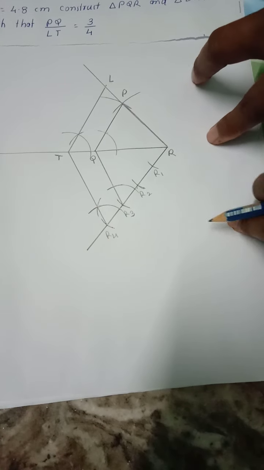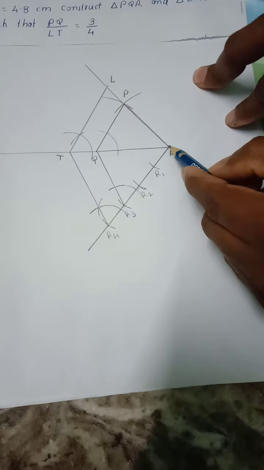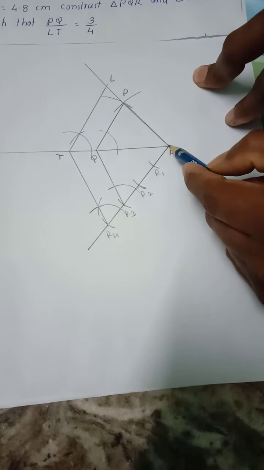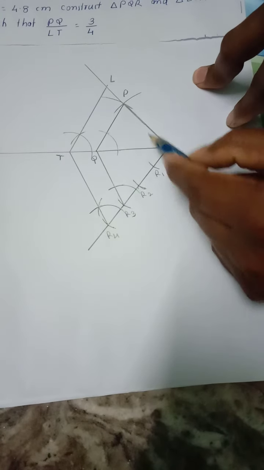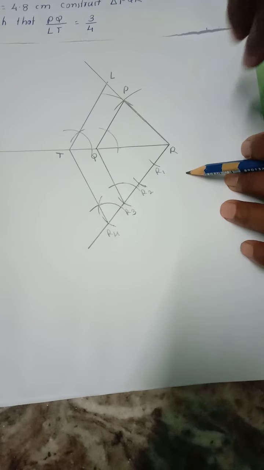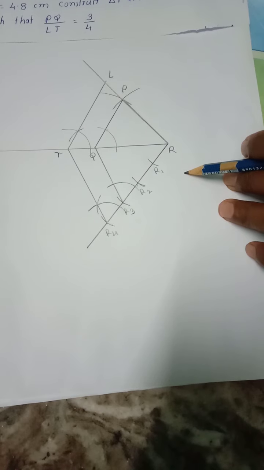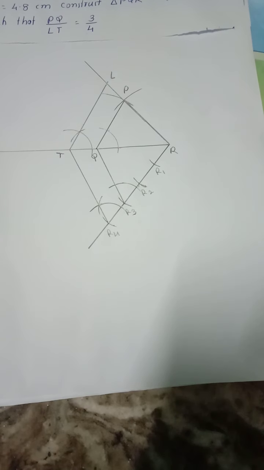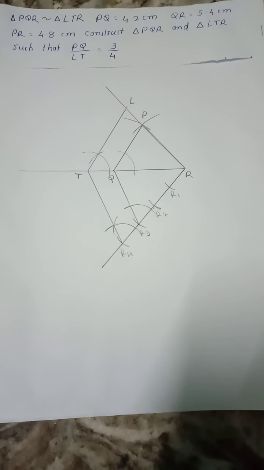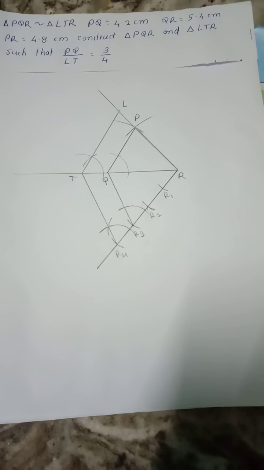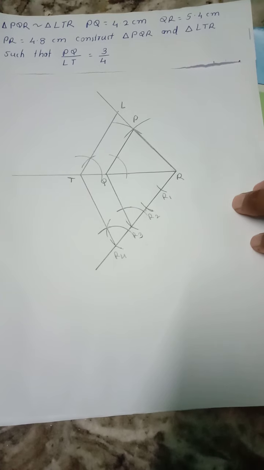So this is our triangle LTR, LTR and PQR. Okay, LTR and PQR. So this is a very simple step. So you must remember all these steps properly to solve this example. Okay, bye, and try to solve it in your notebook.